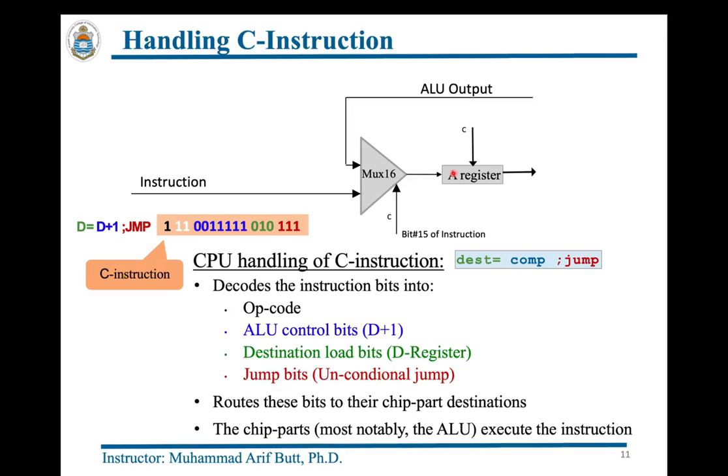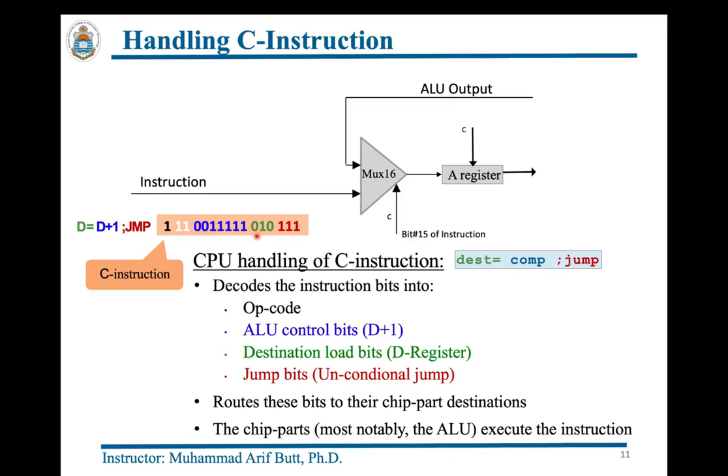So this is how the CPU handles the 4 parts of a C instruction. First of all, the most significant bit decides the type of the instruction and is fed to the select input of the MUX16 chip. The next 2 bits, shown in white over here, are reserved or spare. They do nothing. The next 7 bits shown in blue decide which arithmetic or logic operation the ALU needs to perform. So these are the control inputs of the ALU, and this combination of bits will instruct the ALU to do a D+1 operation. So these 6 bits over here represent a D+1 operation.